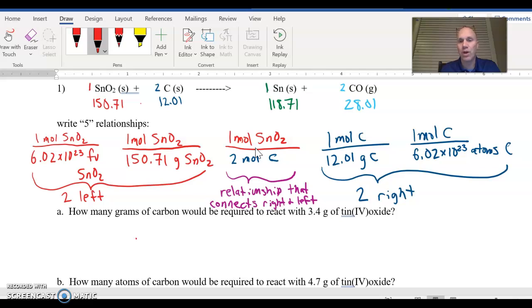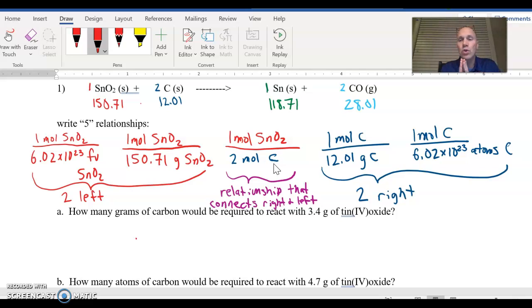When you're doing this in practice, just take the number right there, put it in front of mole. Take the number right here, put it in front of mole. And that's your relationship. So just as an example of other things that we could do.